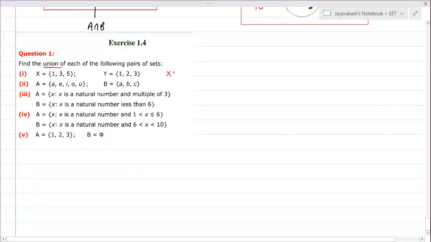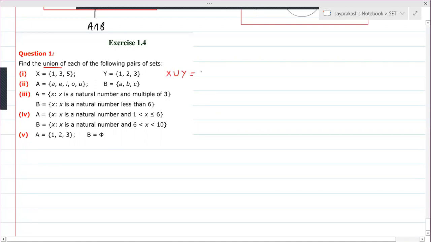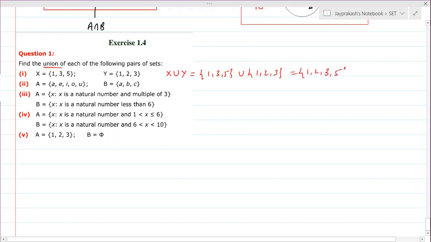So X union Y equals, first we will write the elements 1, 3, 5 with the union of 1, 2, 3. So here the union is 1, 2, 3 and 5.